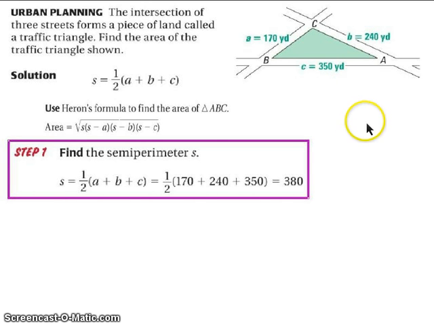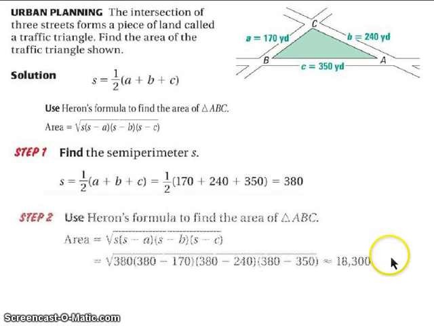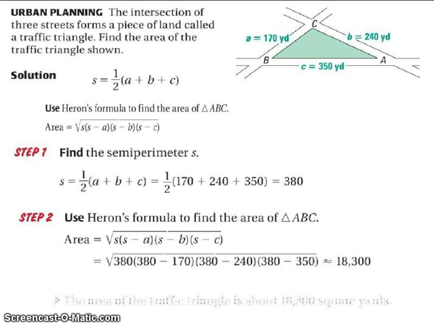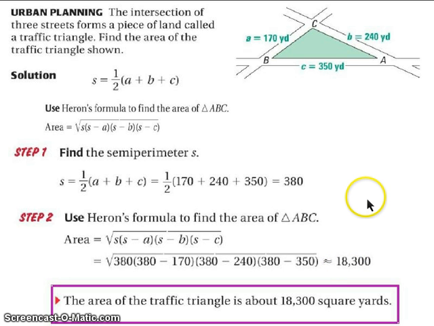After you know half of the perimeter, you can go right into Heron's formula, and all you want to do is take the 380, that's half the perimeter, and subtract every side from the 380. So it's going to be 380 minus 170 times 380 minus the 240, and finally the 380 minus the 350. When you multiply that out in your calculator, and you're really careful about it with the parentheses, you'll get 18,300. The area of this triangle is 18,300 square yards.